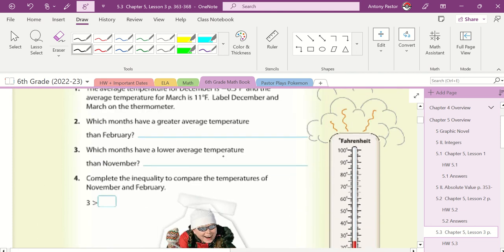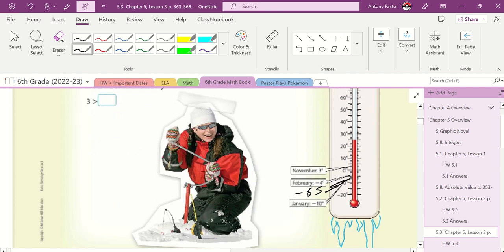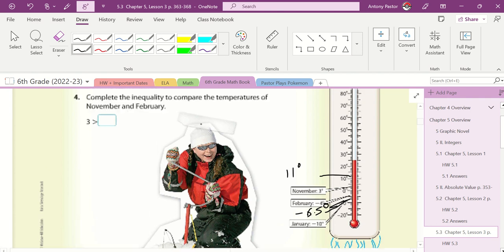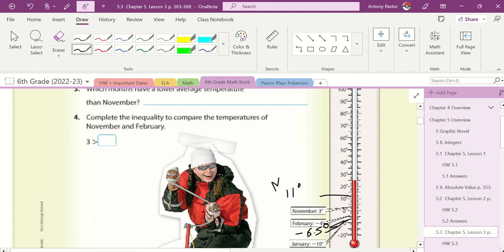Not negative 11, but 11. So March would be right around here. 11 degrees. We're going to go ahead and put an M for March, and then this will be DEC for December. I should put a MAR for March. There we go.